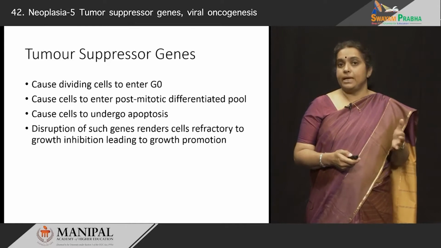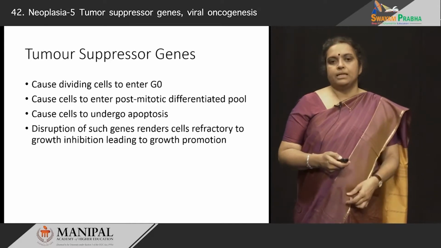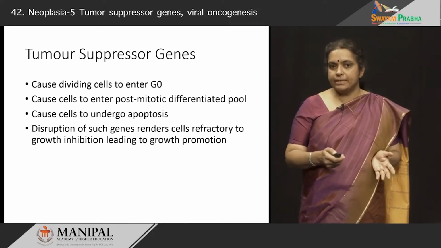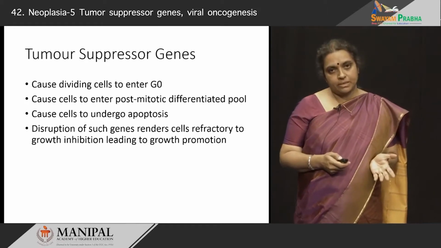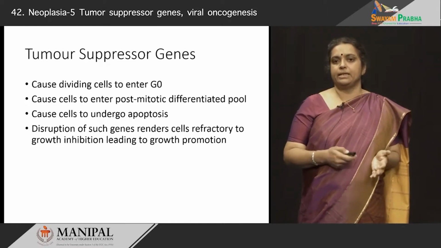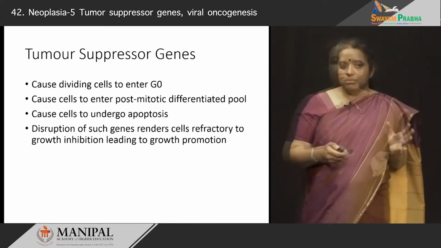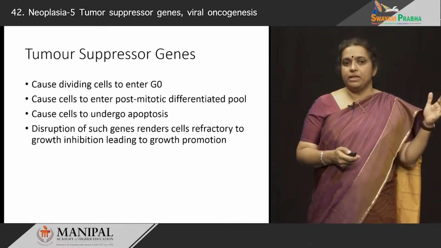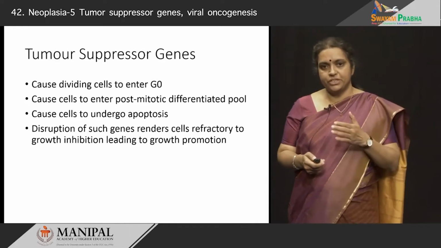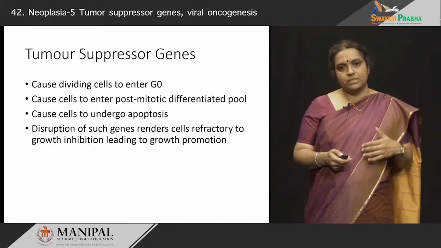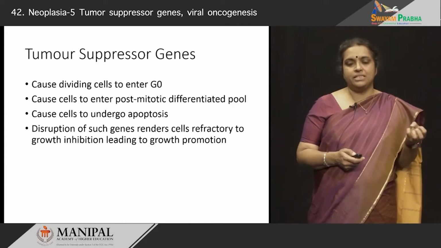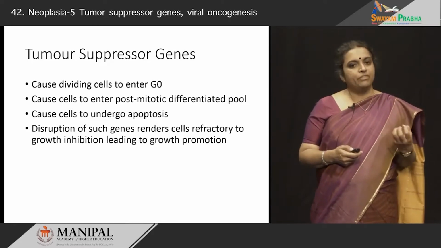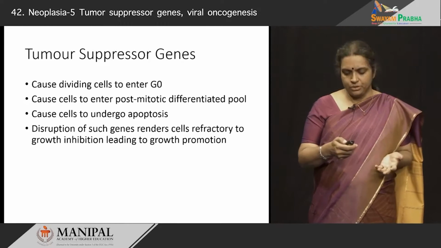They also cause damaged cells to undergo apoptosis. Now, you know that apoptosis is a phenomenon wherein the cells undergo physiological death. Now, what happens if apoptosis is inhibited? The cells will not undergo death and they will continue to live and proliferate. So, normally the tumor suppressor genes cause dividing cells to enter G0, cause cells to enter a post-mitotic differentiated pool, and cause cells to undergo apoptosis. Now, think of the situation where these genes are inhibited. Once these genes are inhibited or disrupted, these cells become refractory to growth inhibition, which leads to growth promotion.